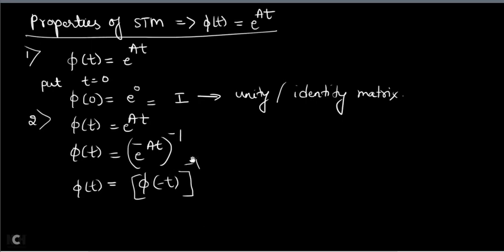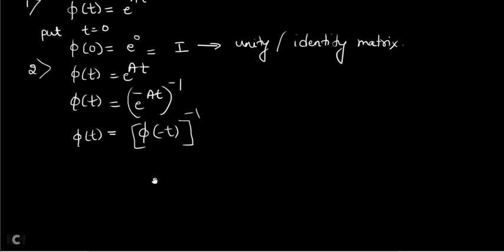Now you take inverse on both sides. Take inverse again on both sides. So if you take inverse on both sides again, you will get phi of t whole inverse is equal to phi of minus t. See, if you take inverse on both sides, here already one inverse is there. If you take once again inverse, then both inverses will be cancelled. So you are left with only phi of minus t.